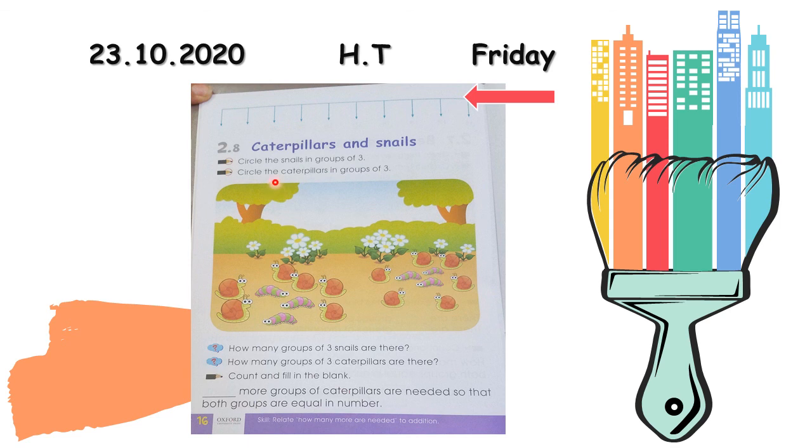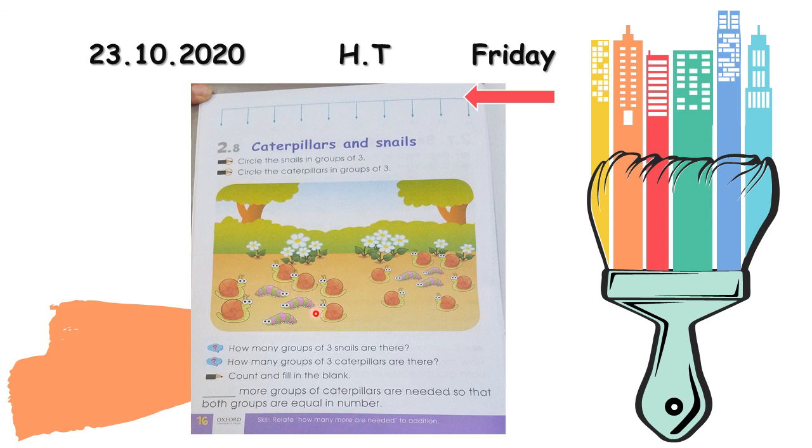The first one, circle the snails in groups of 3. Now we will circle 3 snails together. You will start from this snail and circle it with these 2 snails. Circle them together. In one circle there should be 3 snails.